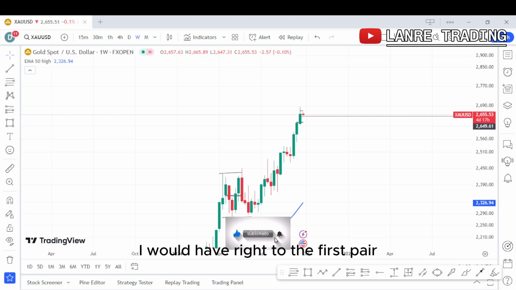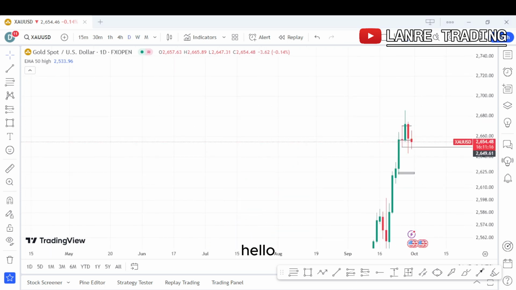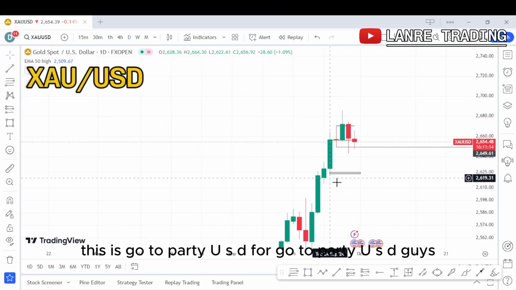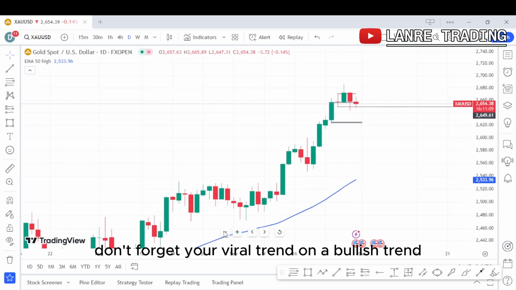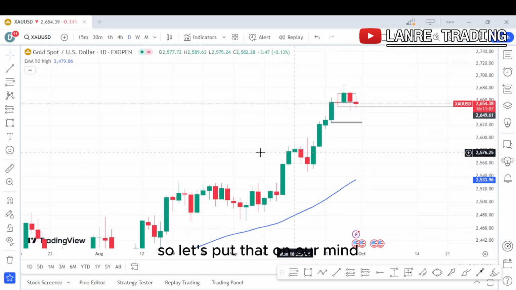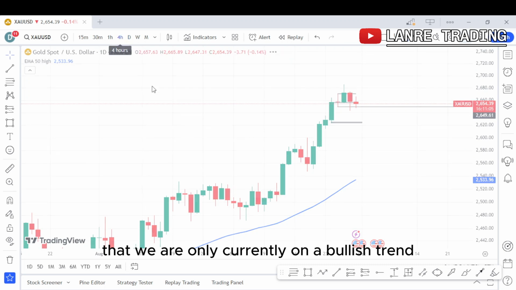I will dive right into the first pair, which is Gold Spot USD. This is Gold Spot USD. For Gold Spot USD, guys, I need to show you the overall trend. Don't forget the overall trend, we are on a bullish trend. So let's put that in our mind that we are currently on a bullish trend.